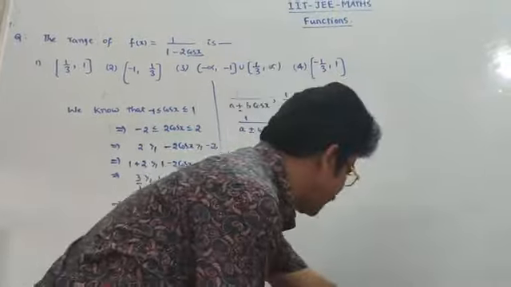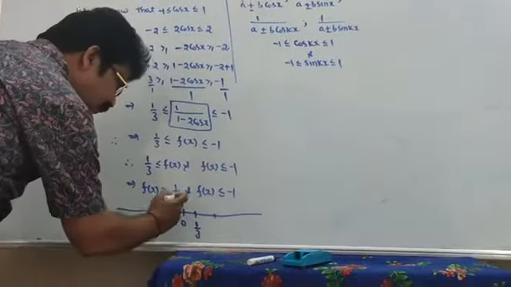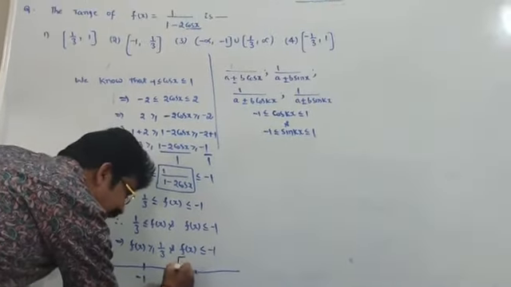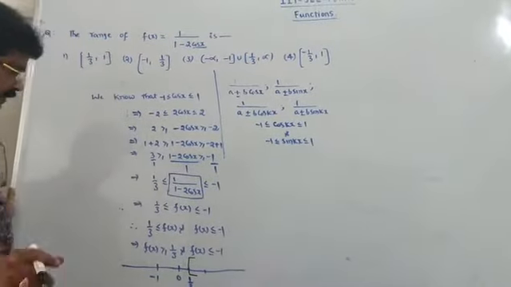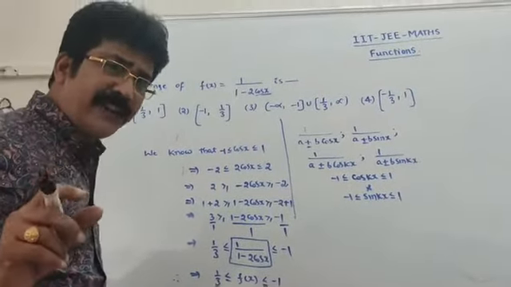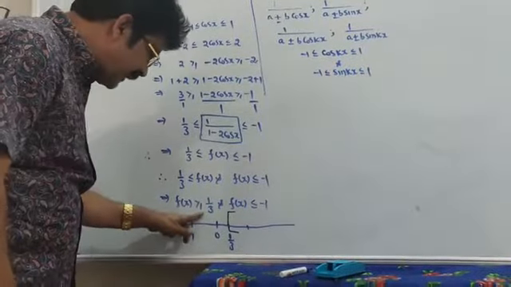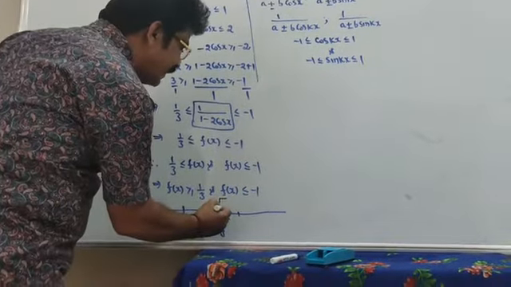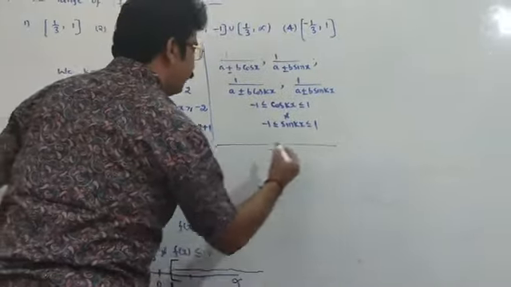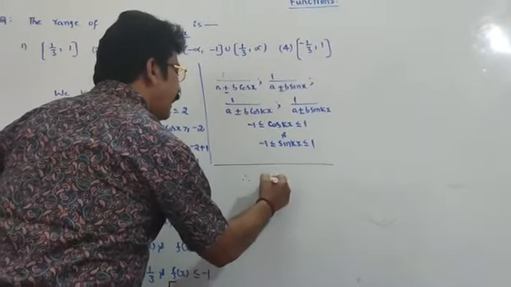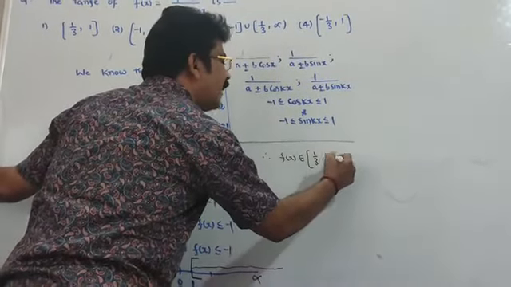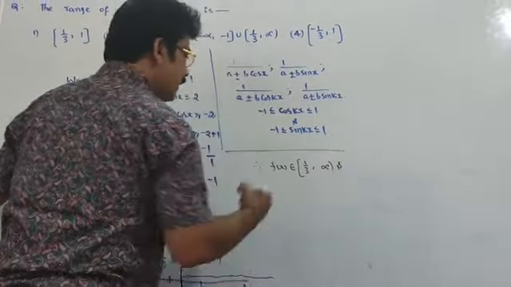So what does it mean? f of x greater than or equal to 1 by 3, and that's why we take the closed interval. You already know very well where we should write a closed interval and where we should write an open interval. So greater than or equal to 1 by 3 means f of x takes this area, up to infinity. Therefore f of x belongs to the closed interval 1 by 3 comma infinity open.